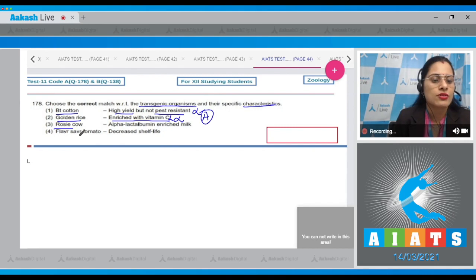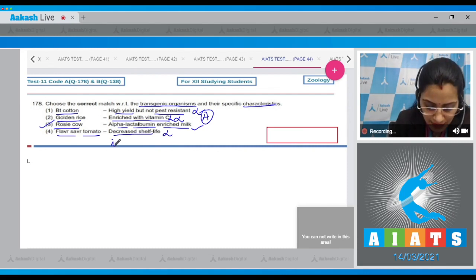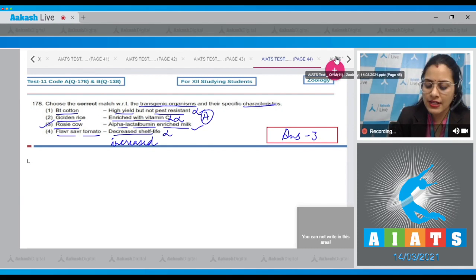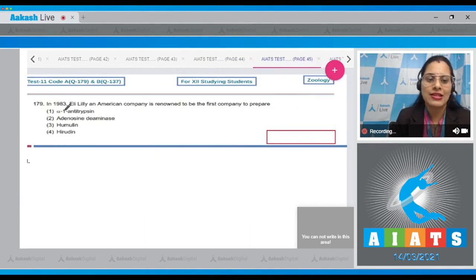Third match given is Rosie cow, and it matches with alpha-lactalbumin enriched milk, is a correct match, so is the correct answer to our question. And the last transgenic organism given is Flavr Savr tomato, and the match is decreased shelf life, is an incorrect match, because it exhibits increased shelf life. So the correct answer to this question is option number 3. Let's proceed to the next question, question 179.